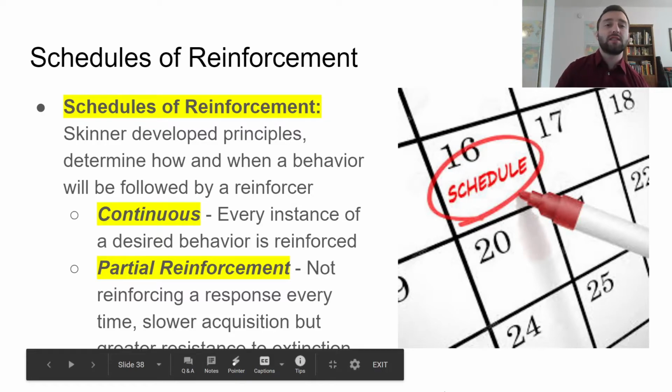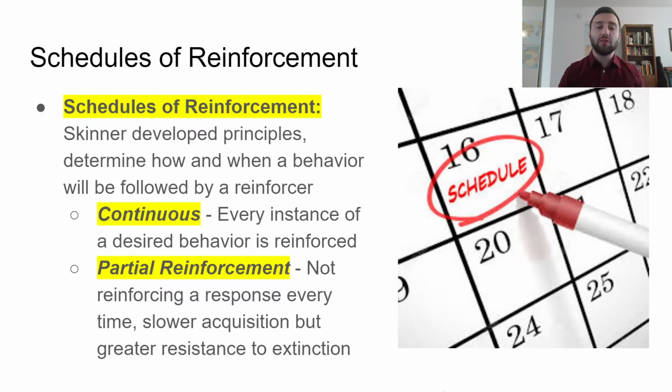Okay, so that's going to get us to schedules of reinforcement. So far we've talked really just about different kinds of reinforcements or punishments. Now we're going to talk a little bit about when and how they're applied. Schedules of reinforcement, again, this is all coming from Skinner. He's very, very influential in this field. It's basically determining how and when behavior will be followed by a reinforcer. So when will that reinforcer come? There are two different types: continuous and partial reinforcement. We'll break partial down into some more categories in just a little bit.